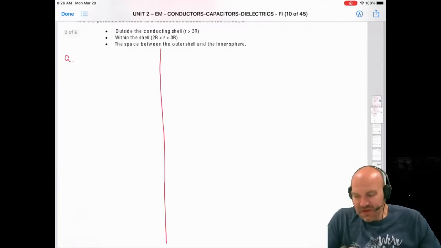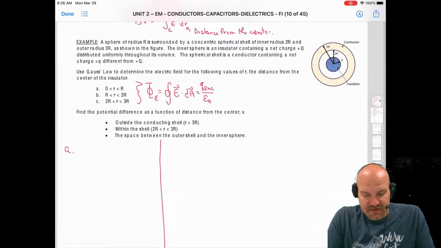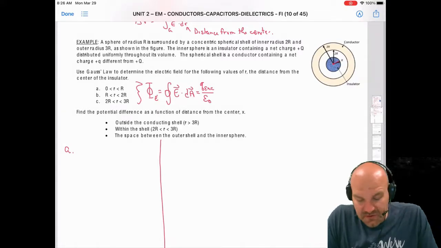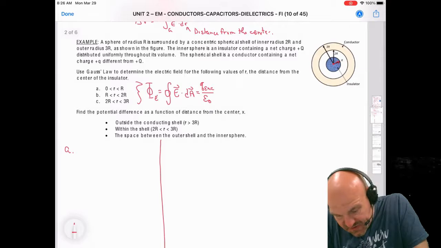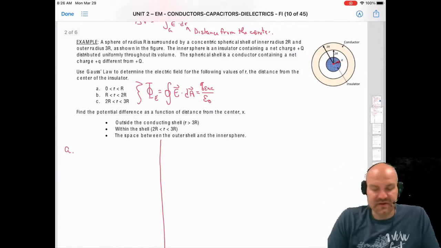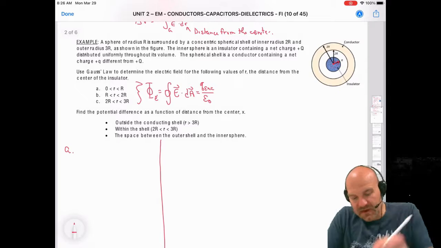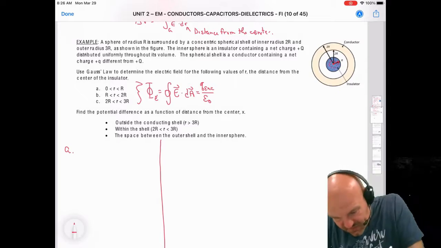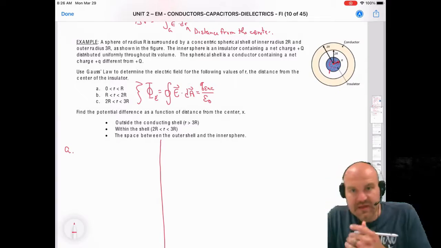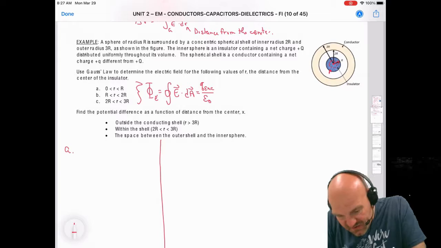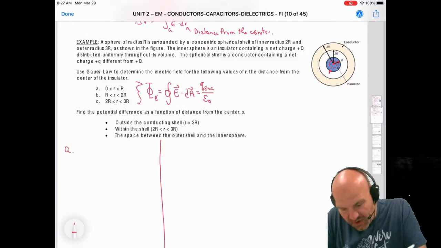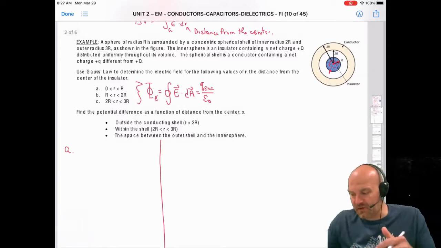For part A, it asks us to use Gauss's law to find the field between 0 and R, which is really inside the insulator. What you're going to see is a lowercase r. So here's what we're going to do. We're going to put a Gaussian surface in there, of radius little r, and we're going to go all the way out to R.